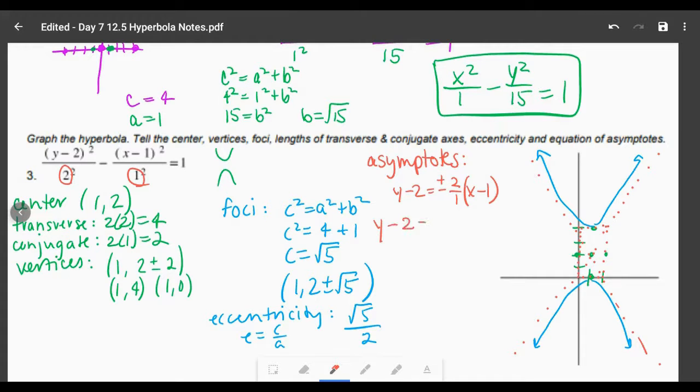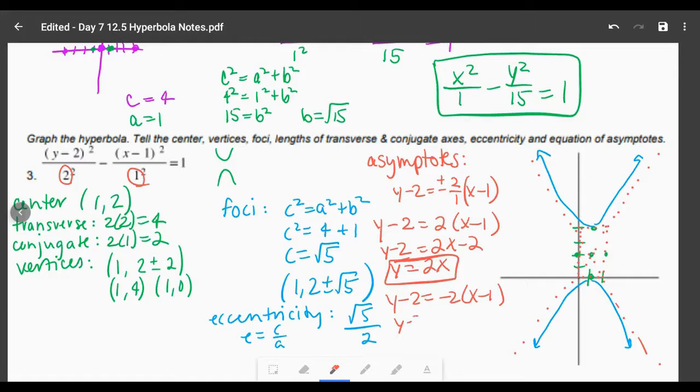So we're going to write it out into two separate equations. We have y minus 2 equals 2 times x minus 1, and also y minus 2 equals negative 2 times x minus 1. If I distribute, I get y minus 2 equals 2x minus 2, and also y equals 2x plus 0. When we look at the other equation, we have y minus 2 equals negative 2x plus 2. And if I add 2 to both sides, I get y equals negative 2x plus 4.